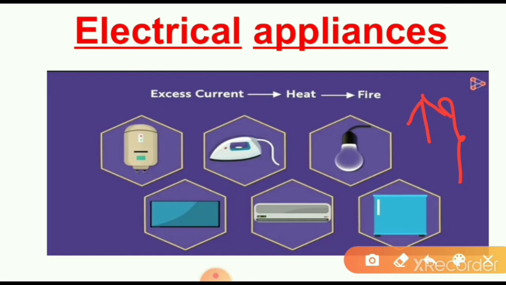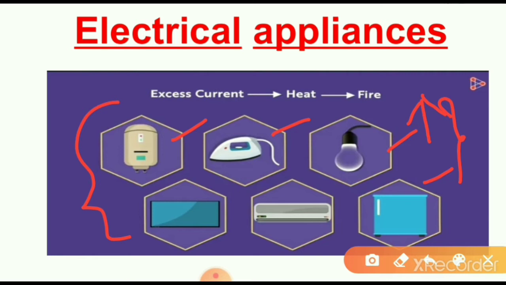These are the electrical appliances: electric water heater, electric iron box, bulb, AC, etc. There is a limit to the amount of electric current. For example, there is some amount of current that any device can withstand, and if it exceeds that current, the electrical appliance will be damaged.